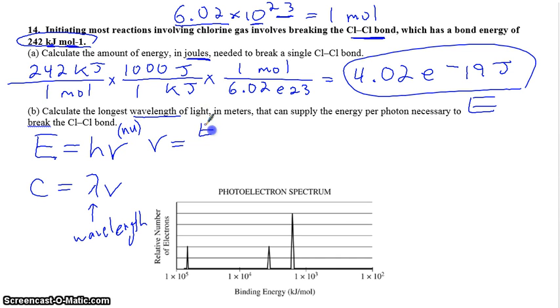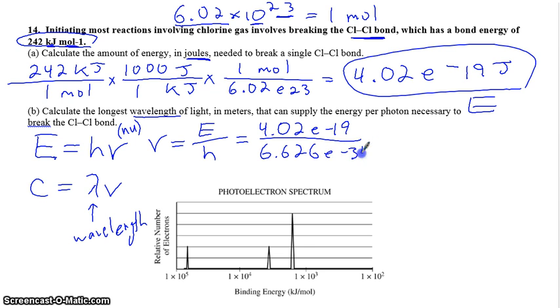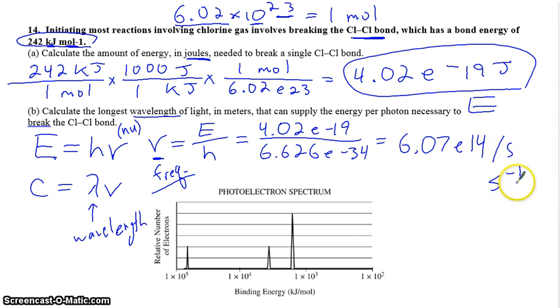So we have ourselves nu equals E over h. So E is 4.02 times 10 to the negative 19th. And then h is Planck's constant. If you look this up, you'll find that it's this value right here, with appropriate units to match. And so if you divide the two, you get yourself 6.07 times 10 to the 14th. Now, frequency is measured in inverse seconds or hertz. So you can put per second, or you can do inverse seconds, or you could have done hertz. Either one of those units would work. You always want to show units with your calculation, obviously.